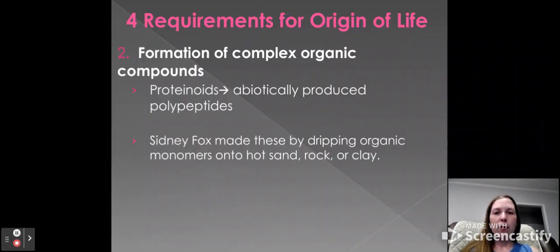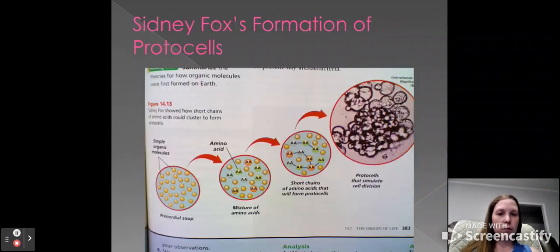The second requirement for the origin of life is the formation of complex organic compounds, so proteinoids, which are abiotically produced polypeptides. And this was tested by Sidney Fox. He made these by dripping monomers onto hot sand, rock, or clay and allowing them to bond the way that they need to make polymers.